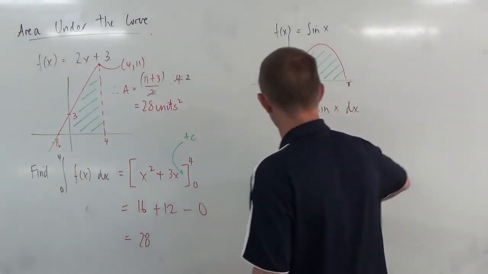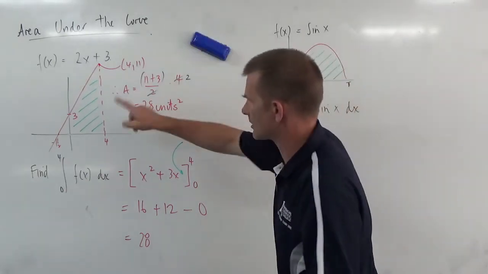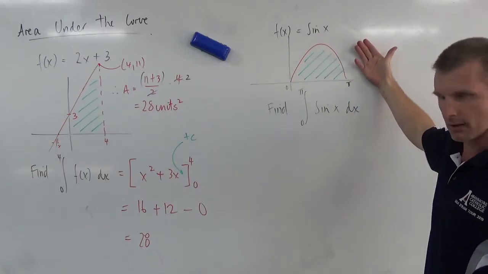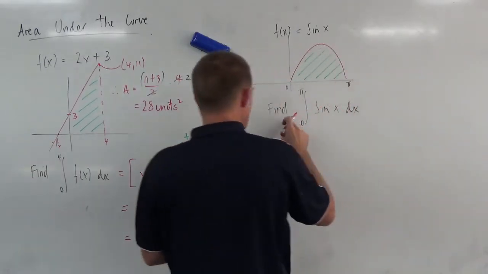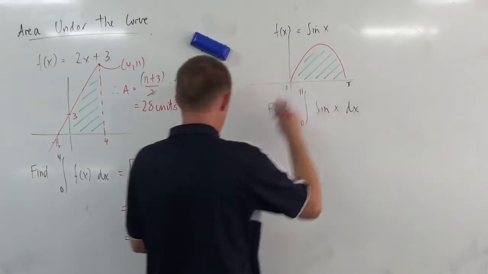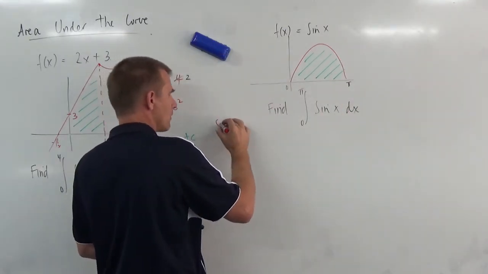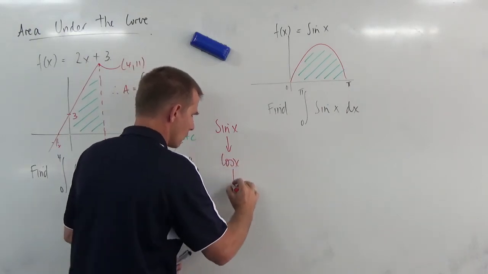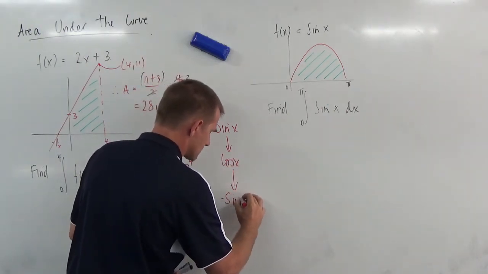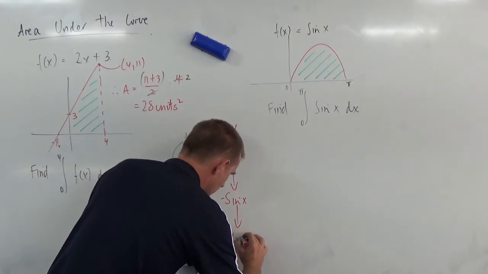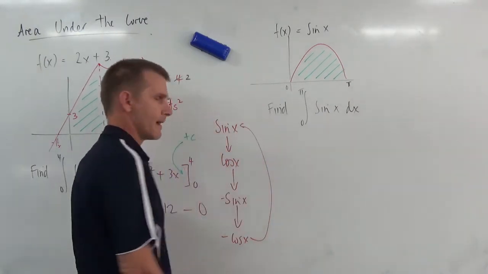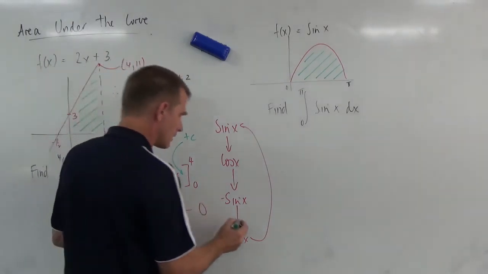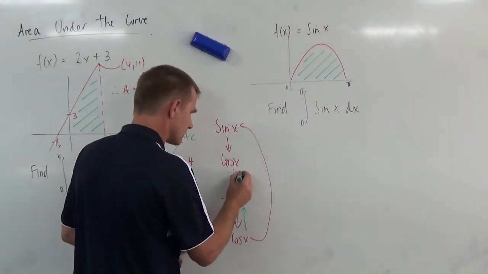This is kind of there to show you that we don't have to just stick to linear or even quadratic, even cubic. We can do anything. So we're going to integrate sine of x. Now, I'm going to just write a little table here. Remember that when we differentiate, sine of x becomes cos of x, which becomes negative sine of x, which becomes negative cos of x, which goes back here. That's derivative. Okay? So therefore, integral is going to go like this.